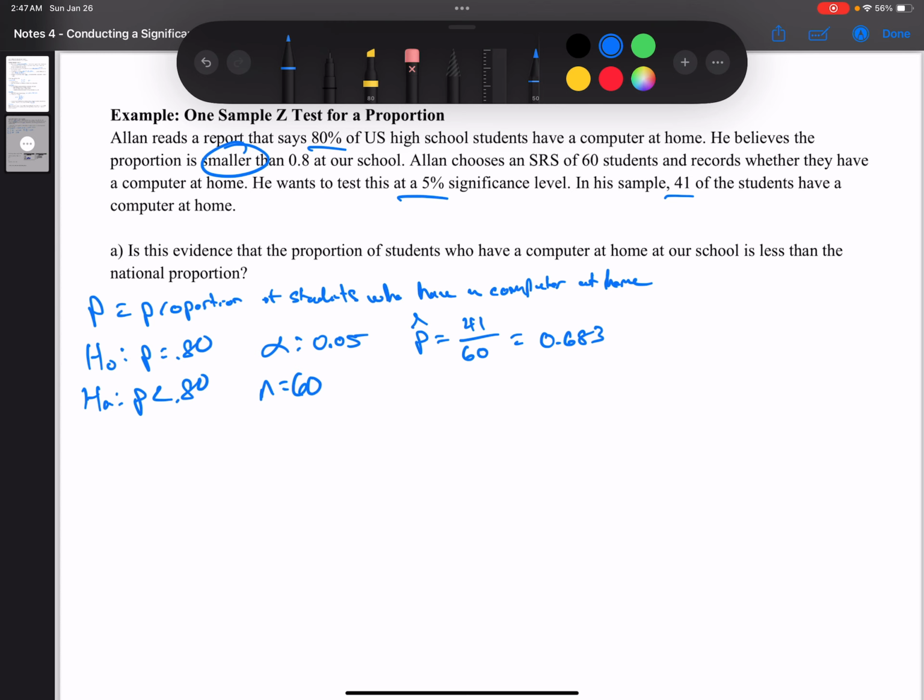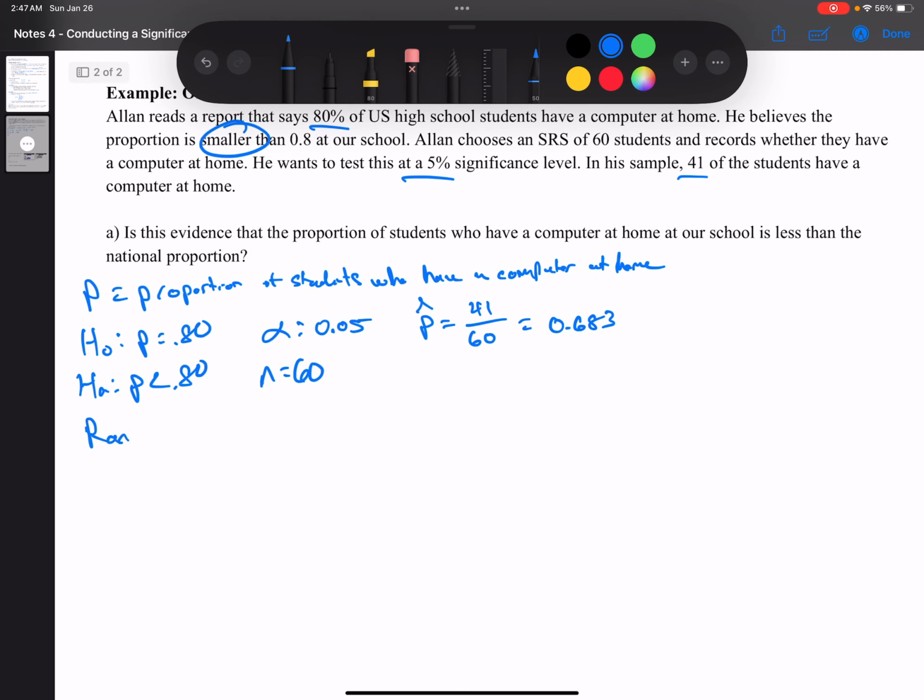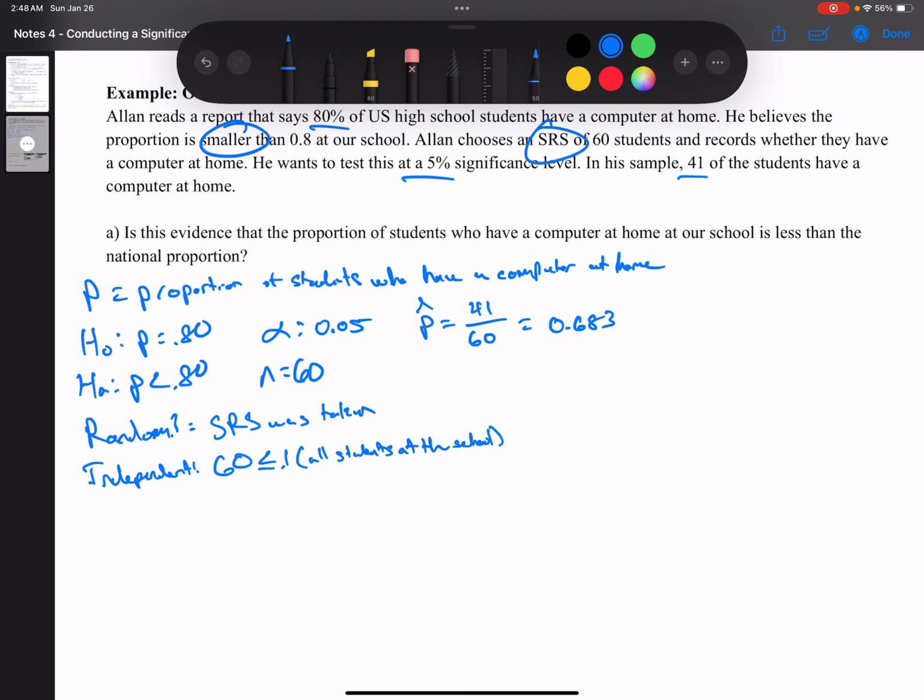So next up, check our conditions. Is it random? Let's see, SRS. So SRS was taken. Is it independent? We have, let's see, is our n less than 10% of all students at the school? Okay, and I'm going to say it's a safe assumption.